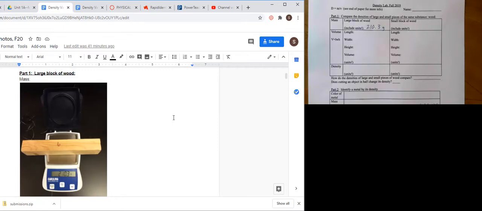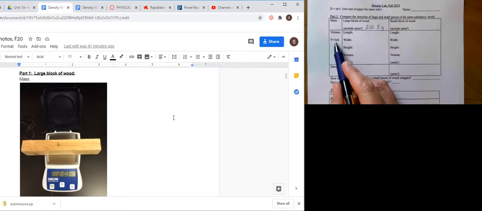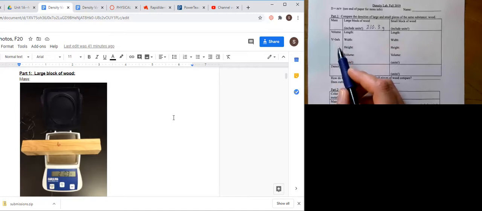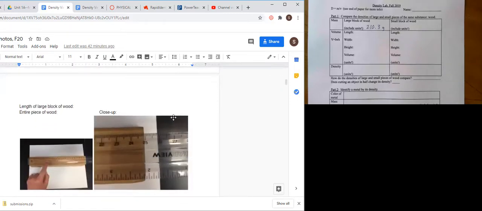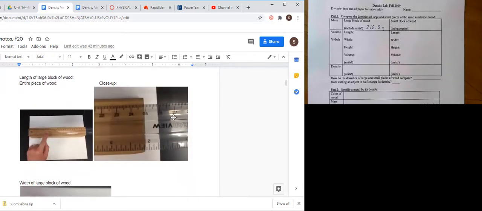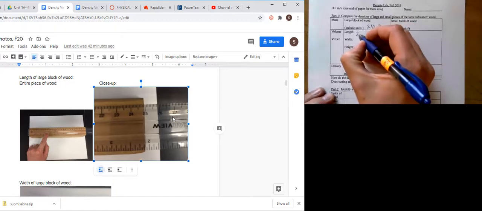Why are we doing this? Well, the formula for volume is length times width times height, and we need to know the volume of this piece of wood. So, here is a ruler measuring the length of the block of wood. We will want to get at least one decimal place. So you see in the close-up that it's 24 point something centimeters. We read that carefully and we can see it's 24.9 centimeters.